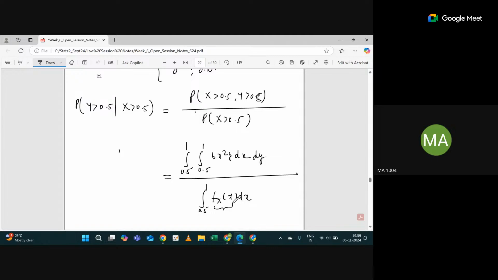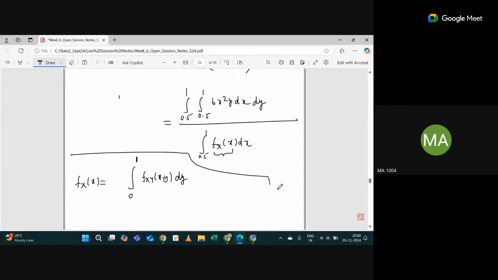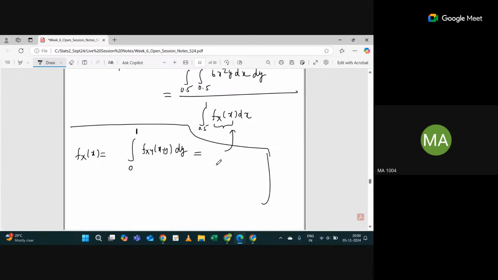Now, how to find this fx(x)? To calculate fx(x), you will integrate f(x, y) with respect to dy throughout the range of 0 to 1. Then whatever the value of this fx(x) is, you have to integrate it from 0.5 to 1. Is this clear? Here you have to integrate 0.5 to 1 fx(x), and to calculate fx(x), we integrate the joint density from 0 to 1 with respect to y.